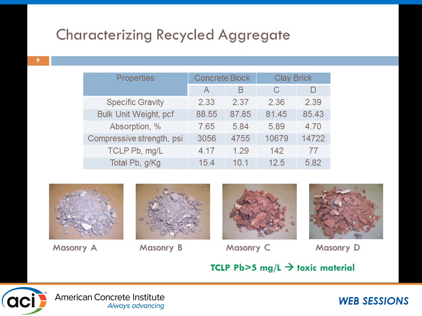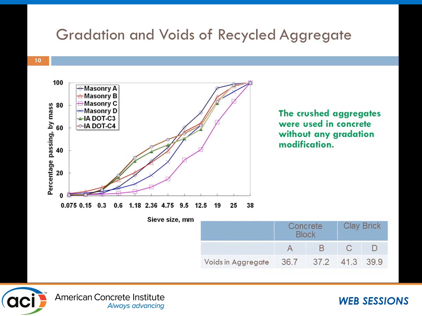One other thing I want to point out is that the recycled lead-based paint contaminated masonry material we have does show that it's higher than the TCLP lead requirement. That's 5 microgram per liter. I'll explain a little bit later on that.